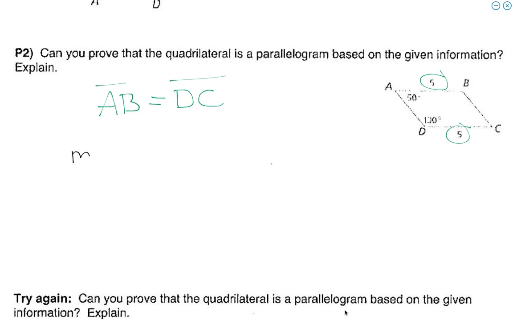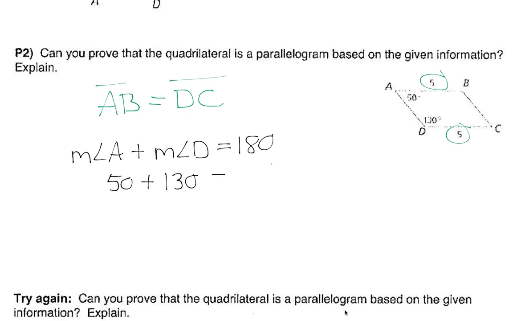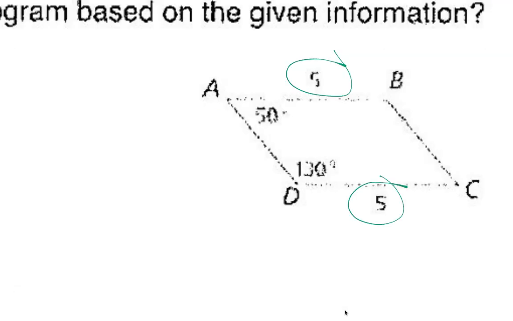Also, the measure of angle A plus the measure of angle D equals 180 because 50 plus 130 equals 180. And why does that matter? It matters because if we go back to what I prefaced earlier, these are same side interior angles. And since they are supplementary, then that makes AB and DC parallel.